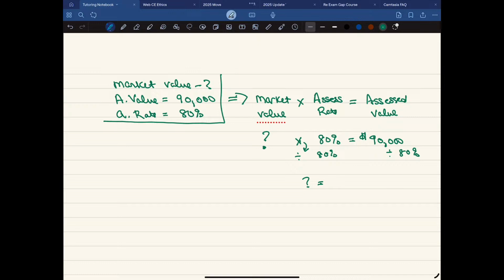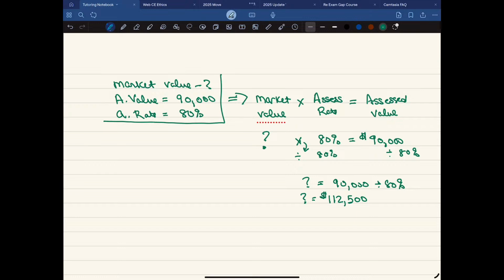So your answer would be $90,000 divided by 80%. I feel like I should be able to do that in my head, but $90,000 divided by 80% is $112,500. So hopefully that makes sense.